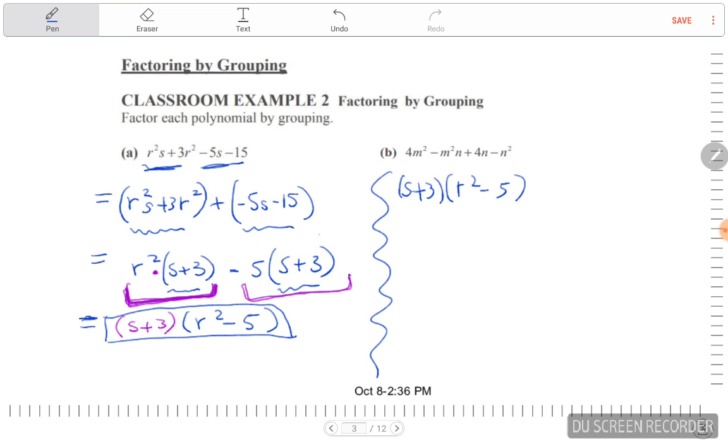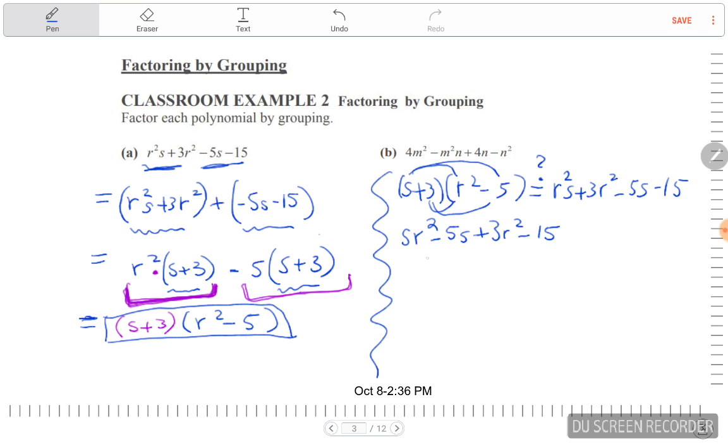Okay, so now writing this out, my answer I had over here, I'm looking to see if when I perform the multiplication, I end up with r squared s plus 3r squared minus 5s minus 15, right? That's the question. So I'm going to perform this multiplication. So I'm going to do s times r squared. S times negative 5 is negative 5s plus 3r squared and minus 15.